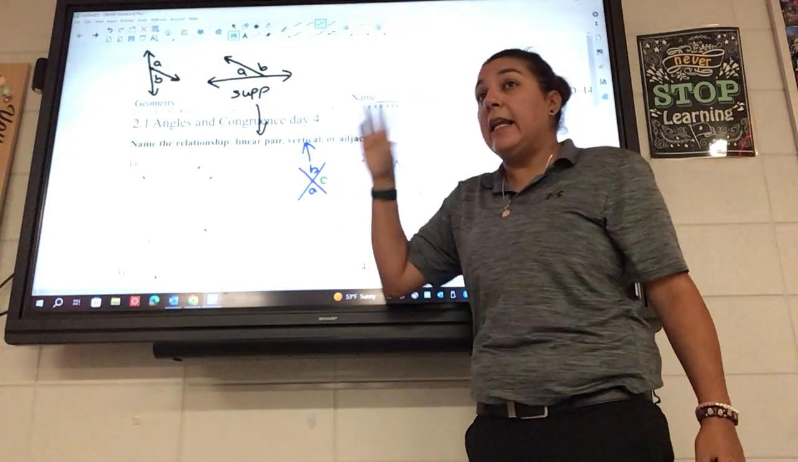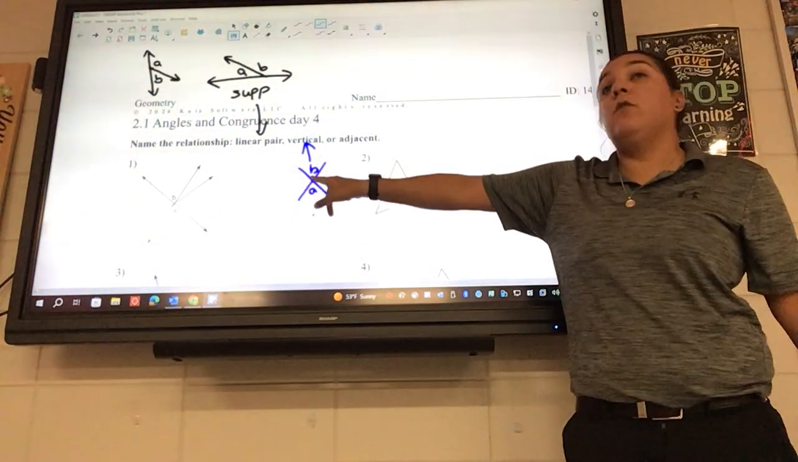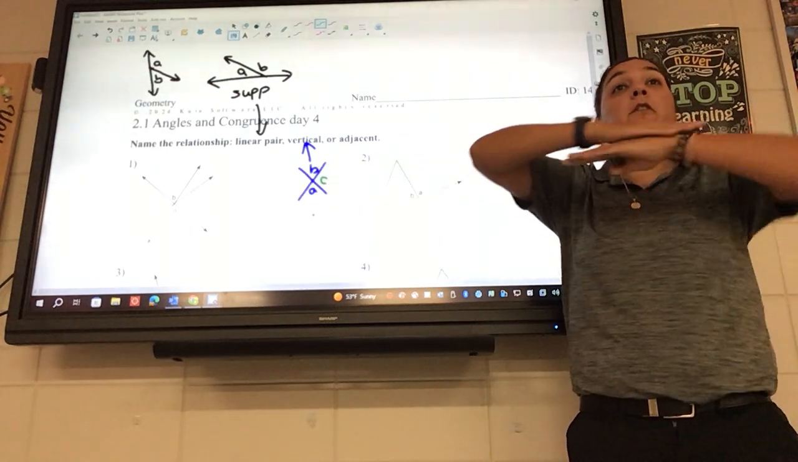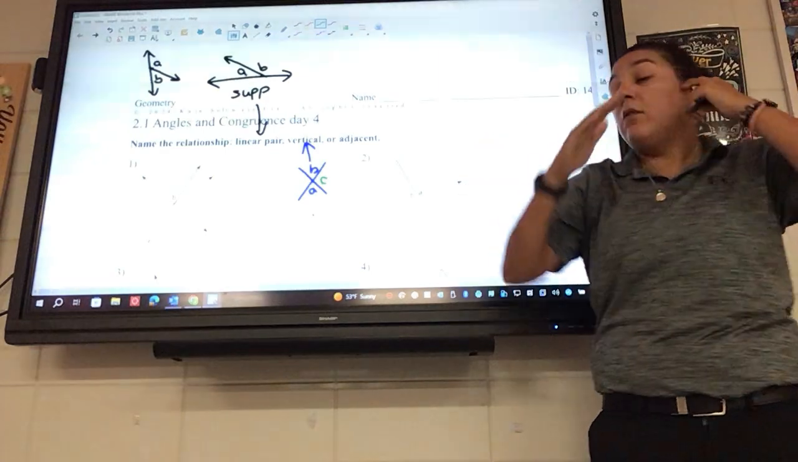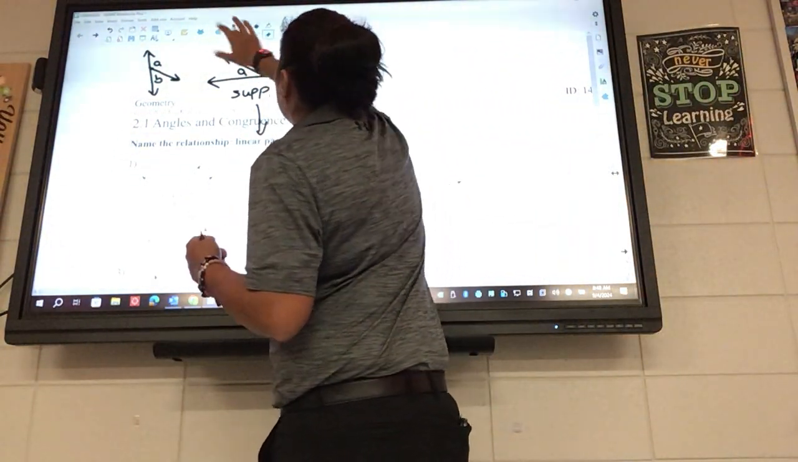Okay, so take a second and think about what I'm saying. AB in this picture are vertical, AC are supplementary. They're connected to each other and they're going to make a straight line between the two. So vertical are always opposite angles.